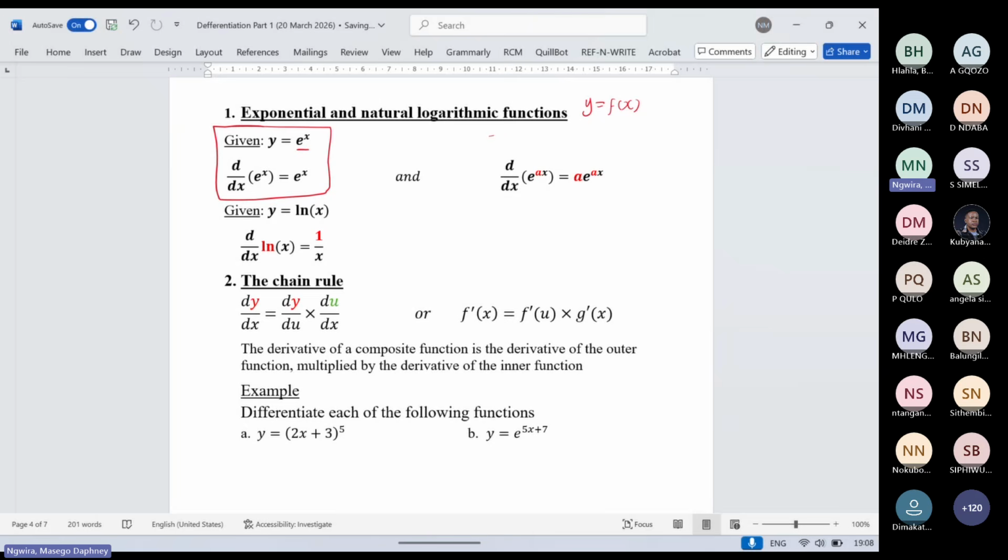Now, when the power of e has a number next to it, a is a number, it's a constant. When you have a constant next to this power and you differentiate, you take that number, you put it here, and then you say e to the power of ax, a being any number. Again, you'll see it when I do an example. This was the first one, for exponential functions.